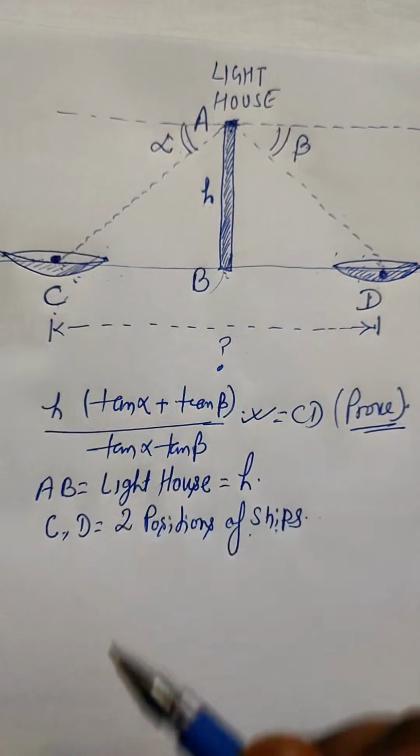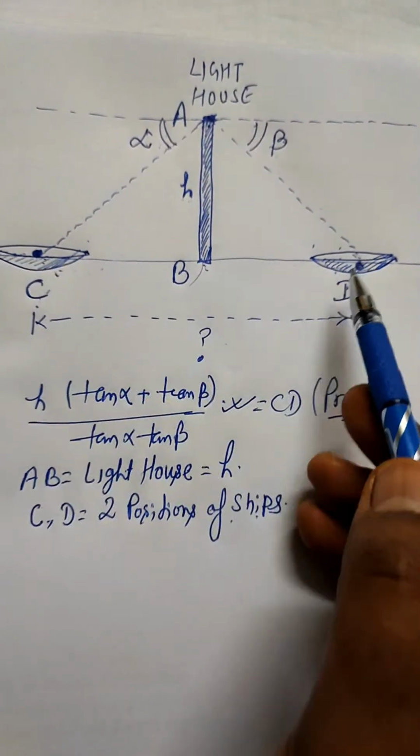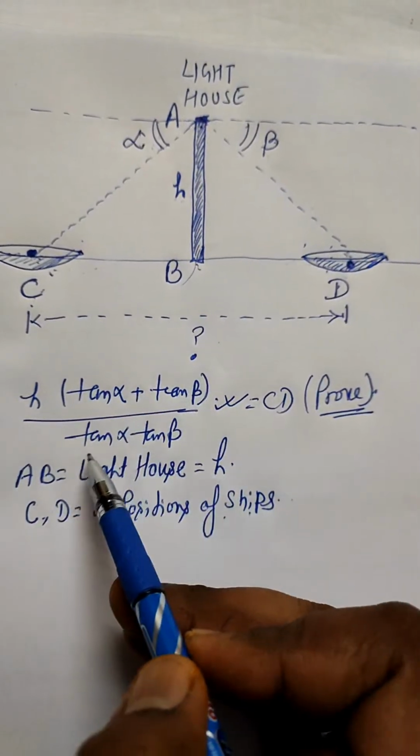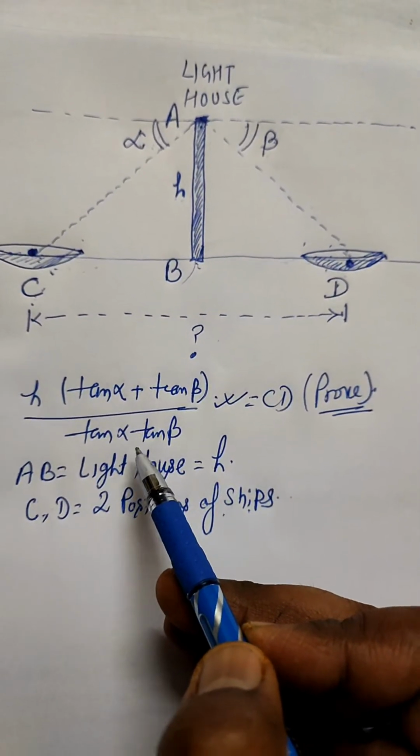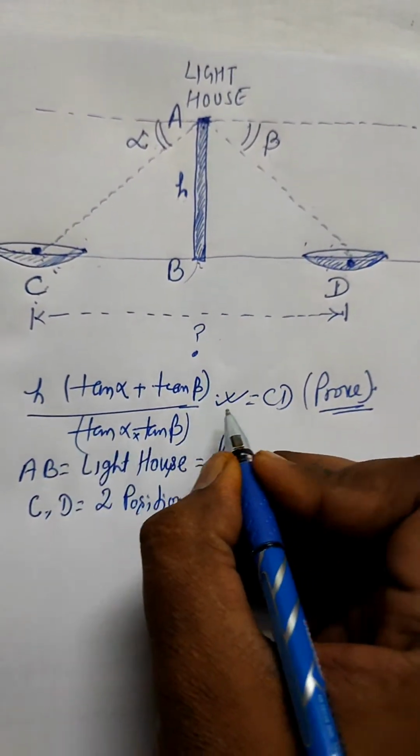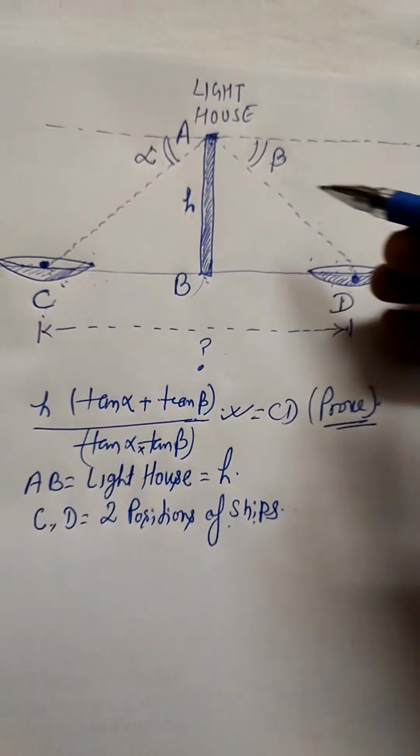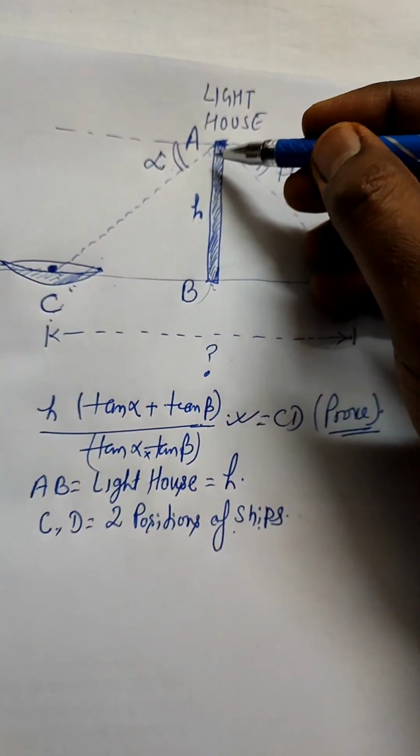So in this we need to prove that the distance between C and D, that is the distance between the two ships, is h times (tan alpha plus tan beta) by (tan alpha tan beta), right? Tan alpha into tan beta should be in the denominator. So what we will do, we just consider this triangle first, triangle ABC.